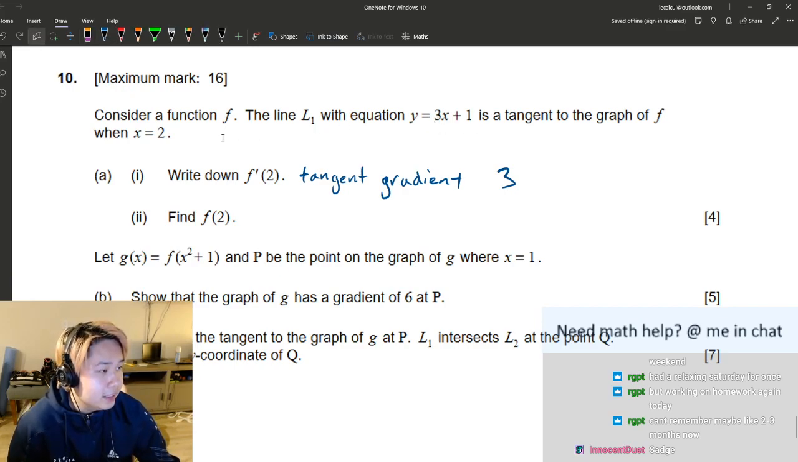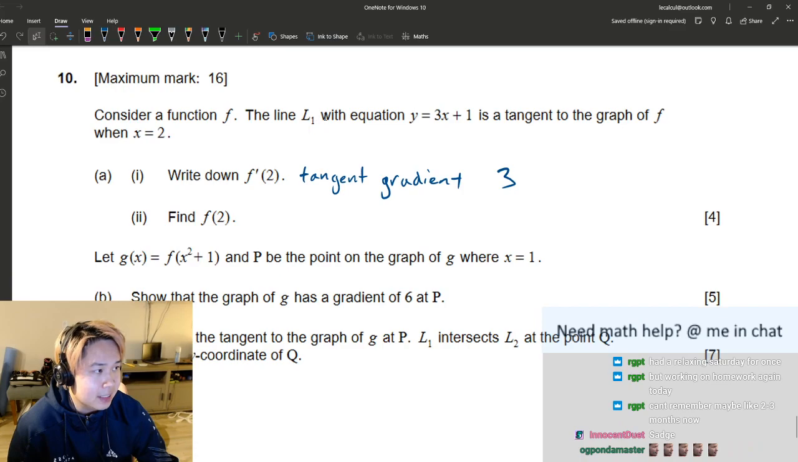And then the value of f at 2, it should be the same y value as the line at the x value 2. So what I can do is I can just plug in 2 into the line equation, which is 7.